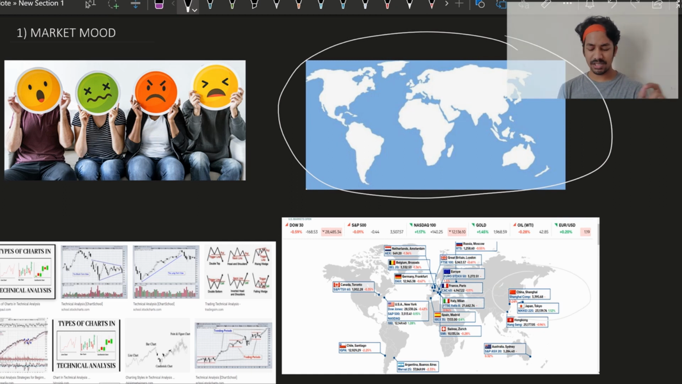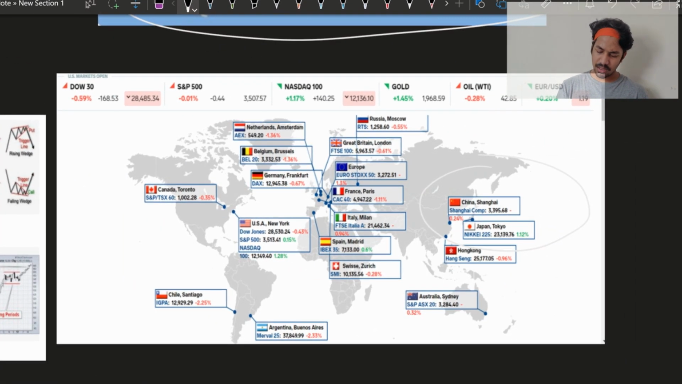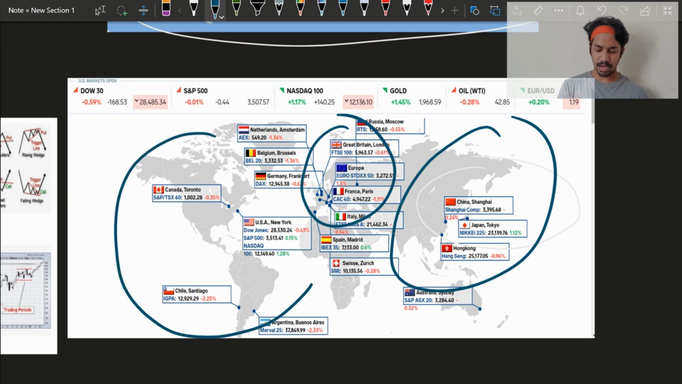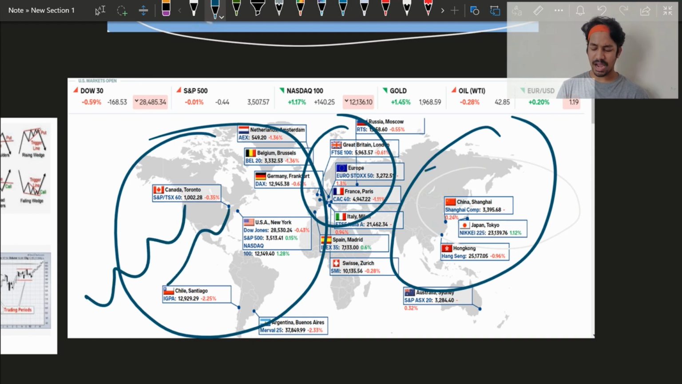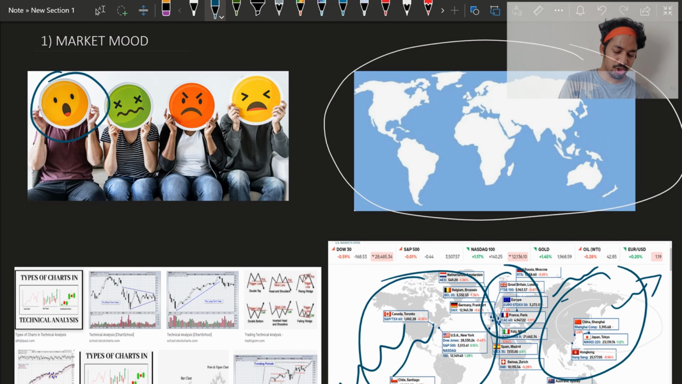If you have a closer look, we have 3 different kinds of major markets: the Asian markets, then the European markets, and third, the American markets. If the major markets, like the American, European and Asian markets, are in an uptrend, it would affect the current market of your country. If they are in the uptrend, that means the market mood over here is very cheerful.